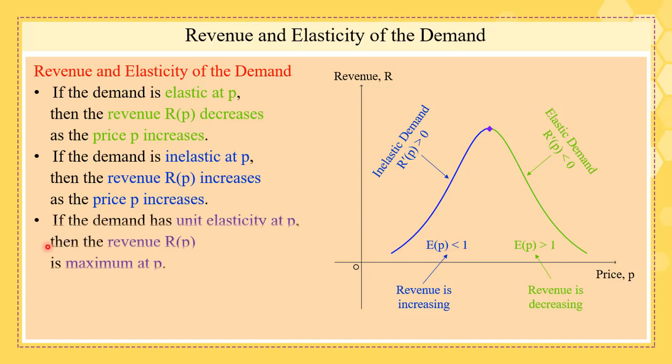Finally, if the demand has unit elasticity at P, then the revenue R of P is maximum at P. Thus, the unit elasticity is attained when R prime of P is equal to 0. Hence, in this case, we have a maximum revenue. That means E of P is equal to 1.